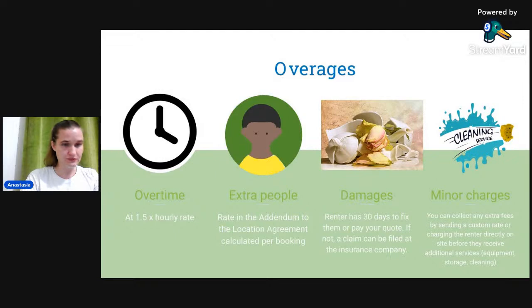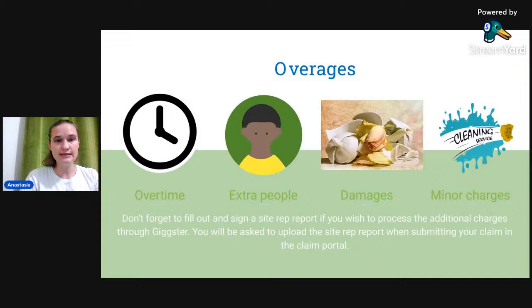We also allow you to fill out a site rep report and submit it in the claim portal if you decide to collect the payment for extra charges for overages through Giggster after the end of the booking. So in this case, it's very, very important for you or your site rep to complete a walkthrough, fill out and sign a site rep report with your renter. And then you will submit this site rep report in the claim portal where you can report any additional charges.